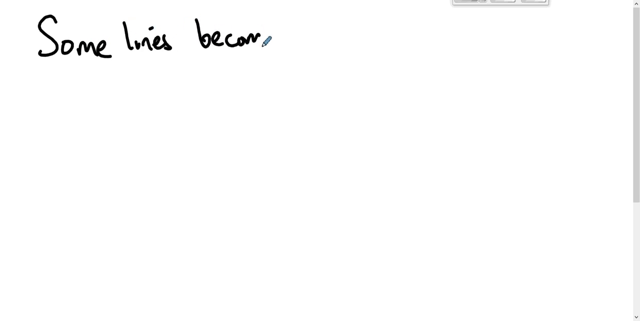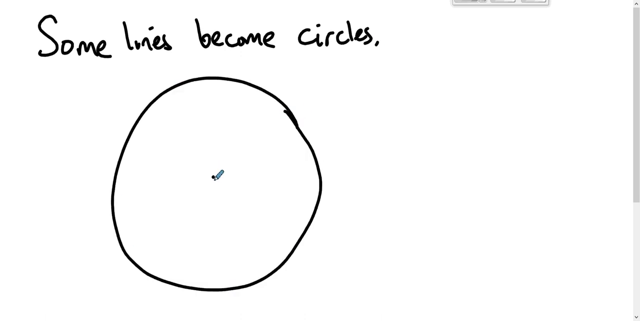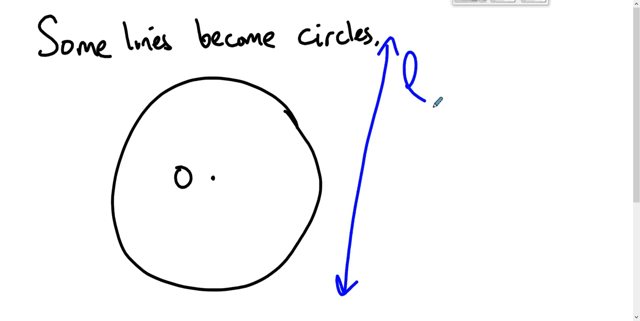In this screencast, some results about Euclidean inversions in circles that matter. Some lines become circles under Euclidean inversions. Here is a circle centered at O. Here is a line L. This line has some point P on it.